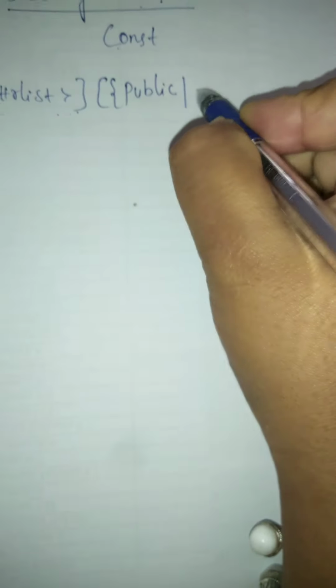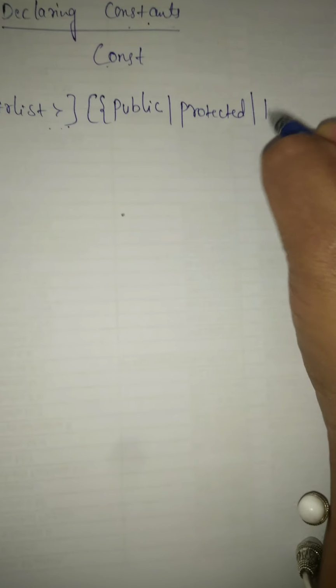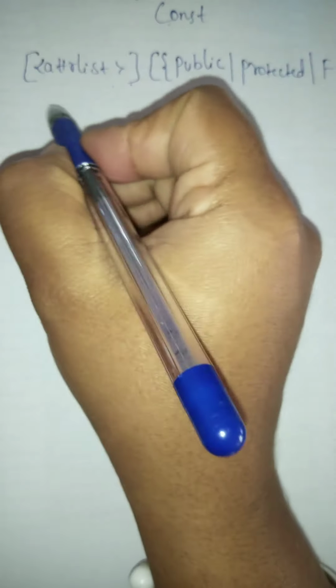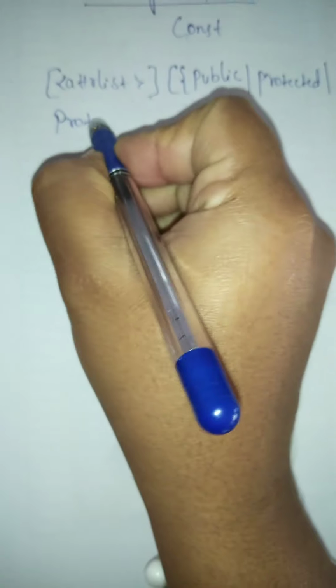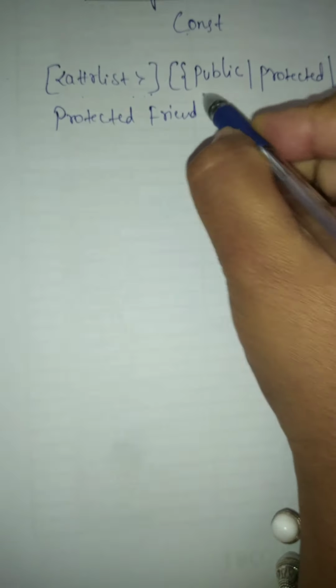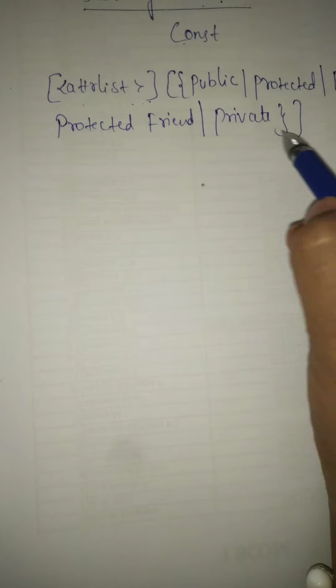Public or protected or friend or protected friend or private, and we cannot specify the access specifier static for constants.